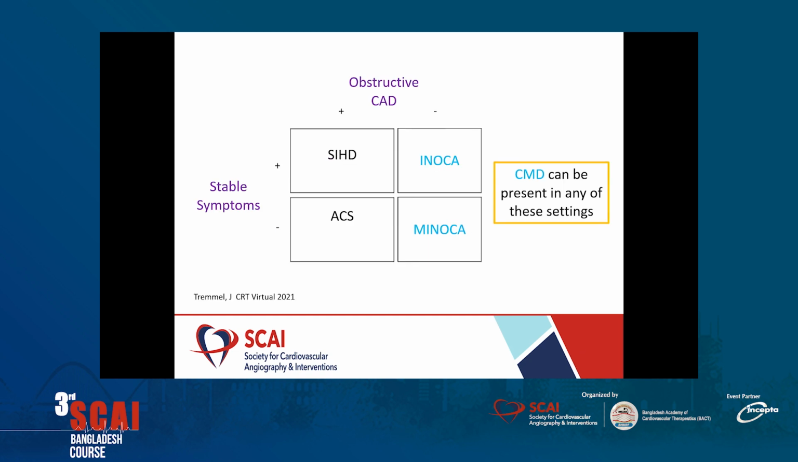So if you have obstructive or non-obstructive disease, and if you have stable symptoms, on the right-hand side, you see that you call INOCA. If you have unstable symptoms and non-obstructive disease, we label it as MINOCA. But coronary microvascular disease can be present in all four categories, particularly in INOCA and MINOCA.